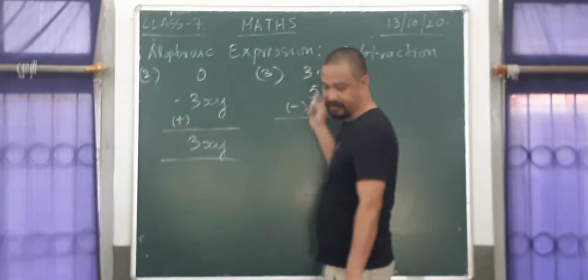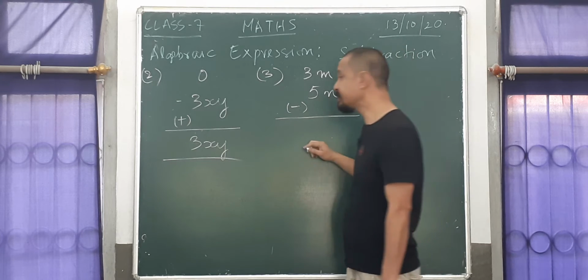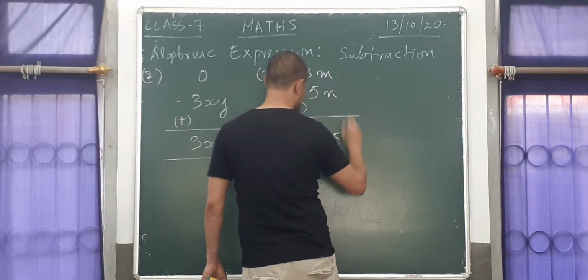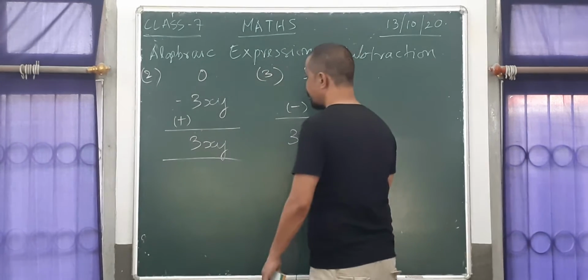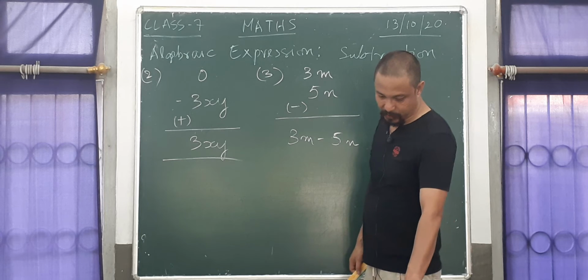Okay, so 5n, this is positive. Now other terms same. Can we subtract m from n? No. So this expression will be 3m minus 5n. Okay, right? So this is a very simple one.